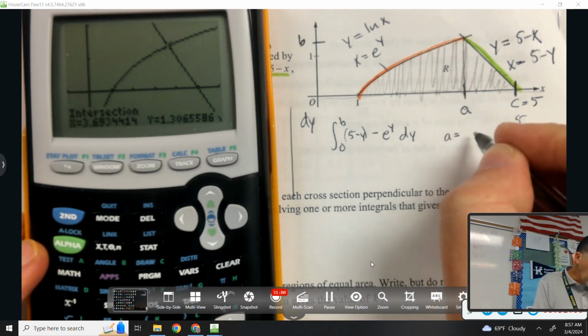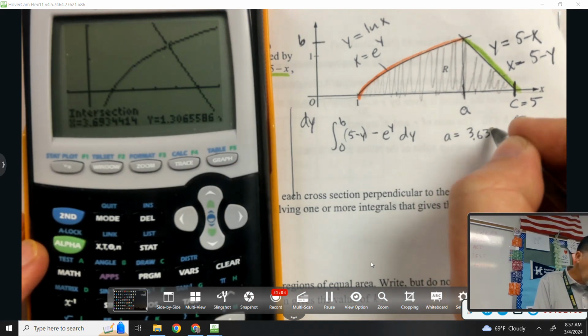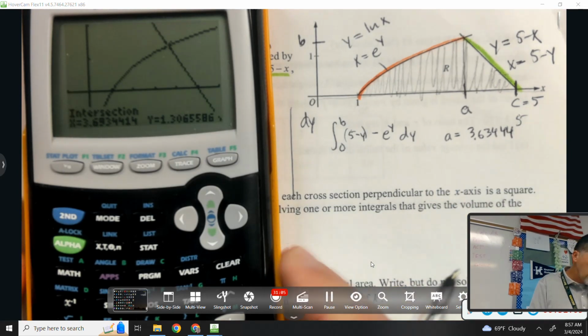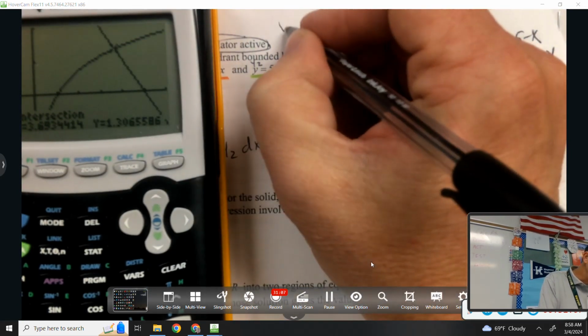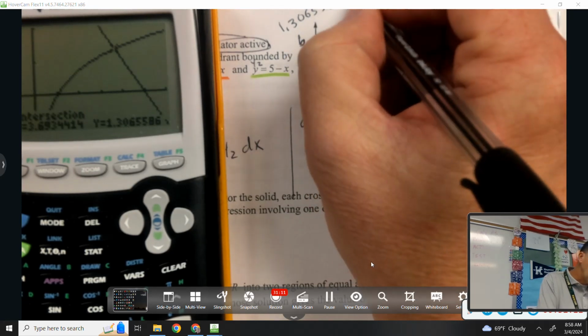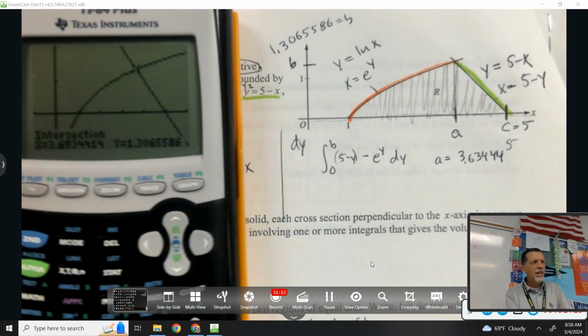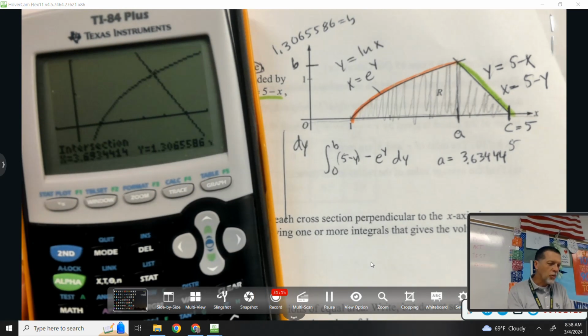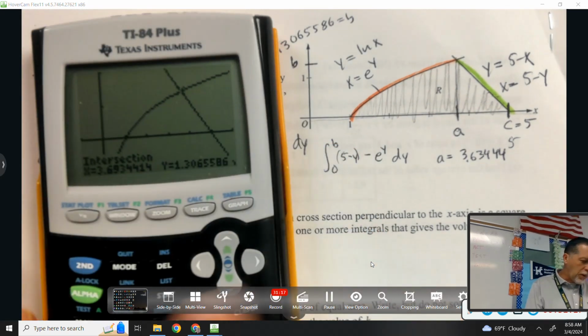So the x value is 3.69344, and the y value is 1.3065586. So I'm going to store both of those. I'm definitely going to store b because I know I need that.